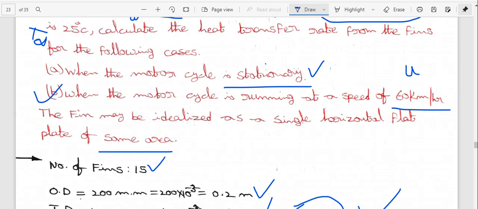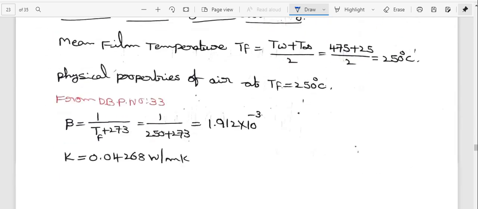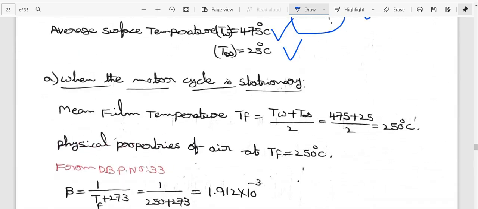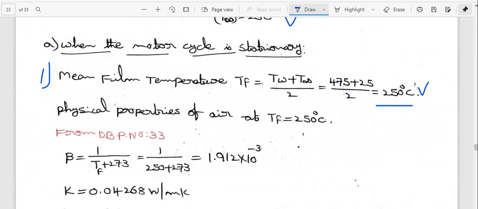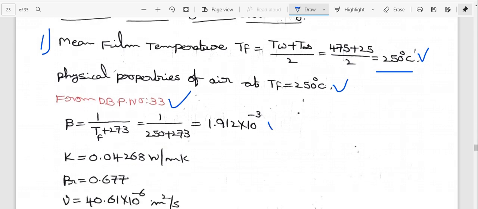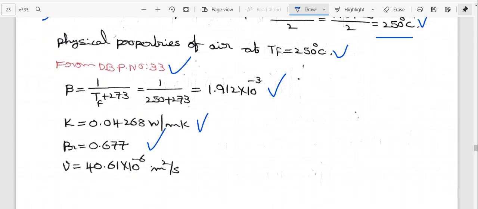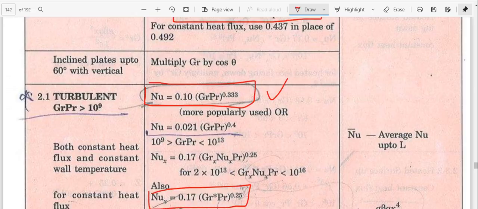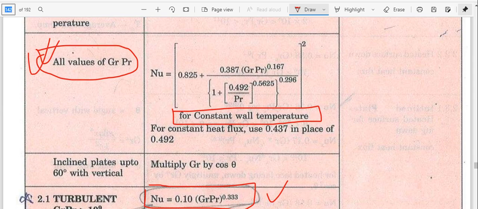So now I am considering the first question, when the motorcycle is stationary, that means free convection. First of all we need to calculate film temperature with the help of wall temperature and air temperature, that is equal to 250 degrees. We need to consider properties values of air at 250 degrees from data book page number 33. Here the beta value, K value, Prandtl number value and nu value are taken from the data book page number 33.